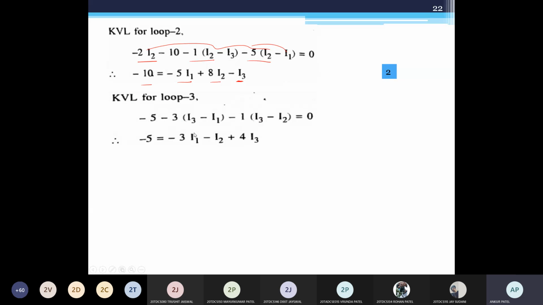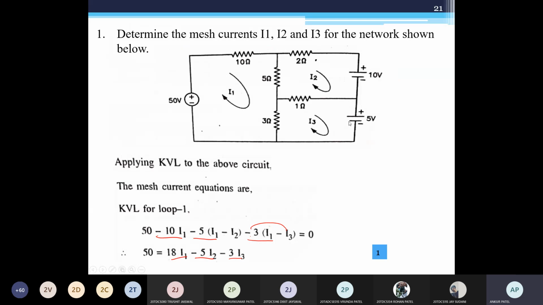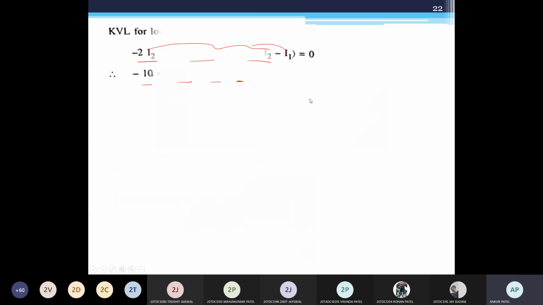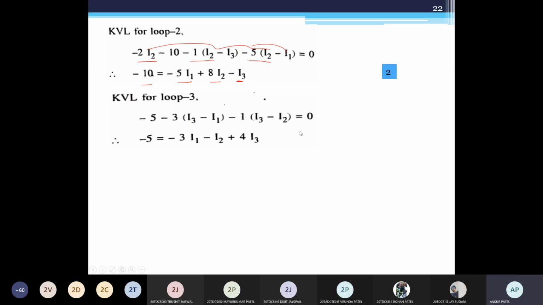And the third equation: minus 5, minus 3 (I3 minus I1), minus 1 (I3 minus I2). We are writing the equations in the I1, I2, I3 form, so you'll get three equations.